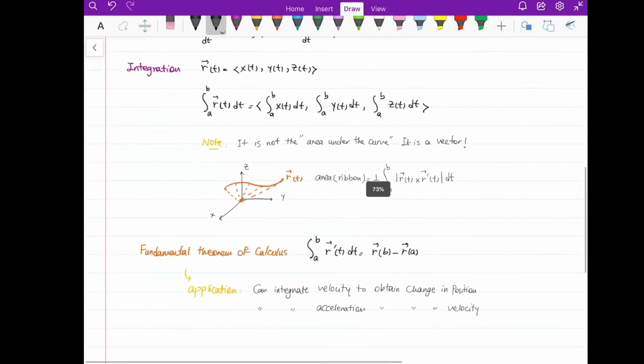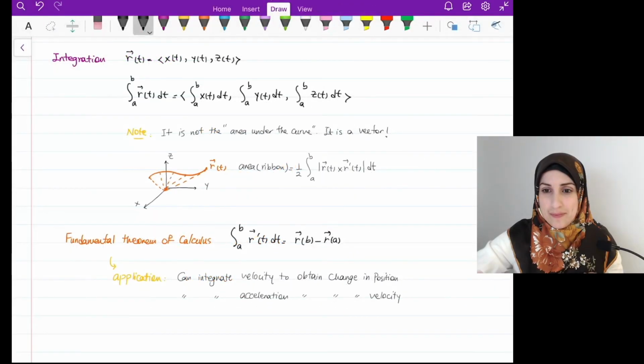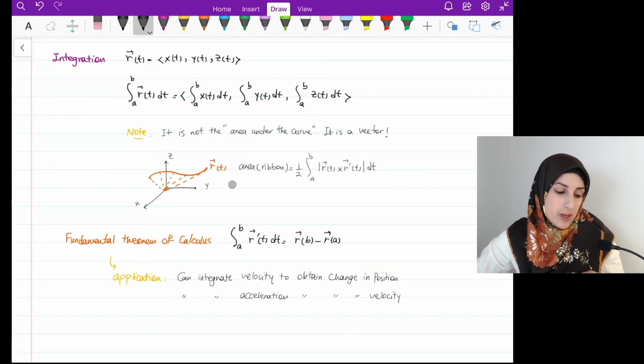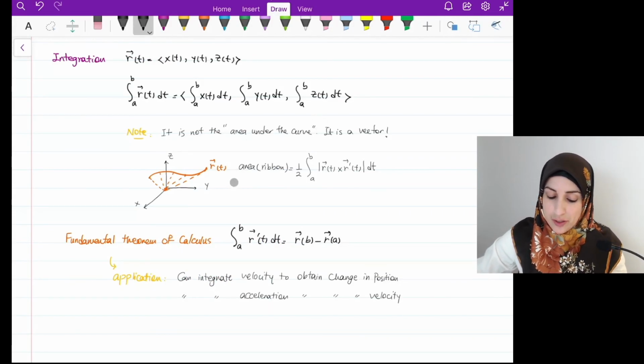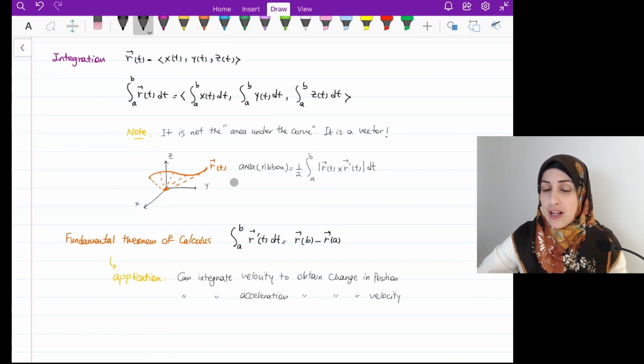Okay, so these are everything that we just need to know about the integration and also differentiation of the vector functions. In the next video, we're going to solve some examples working with integration rules and differentiation rules.